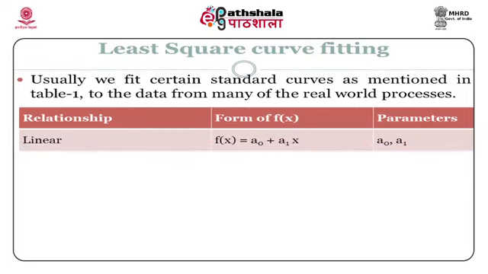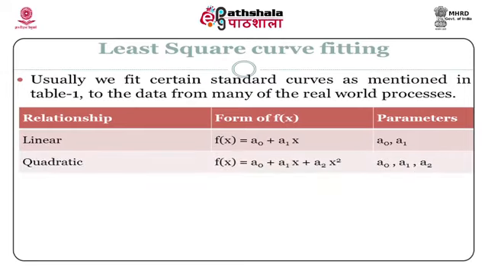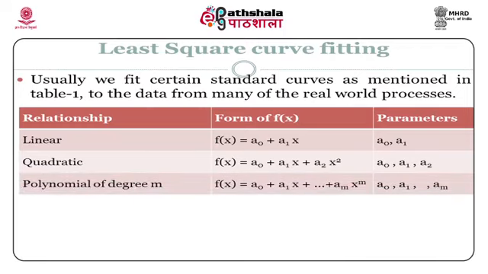Suppose the predicted relationship or trend is linear, then we fit a curve f(x) equal to a0 plus a1x, and the parameters here are a0 and a1. If the predicted relationship is quadratic, then the curve that we fit is f(x) equal to a0 plus a1x plus a2x square, and a0, a1, a2 are the parameters. In general, if it is a polynomial of degree m, then f(x) is equal to a0 plus a1x up to am x raised to m, and the parameters are a0, a1, a2, a3, ..., am.